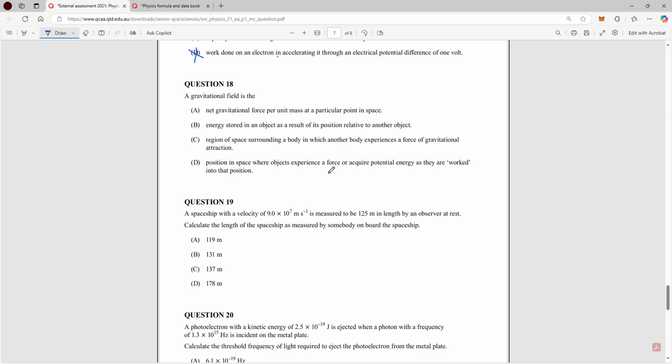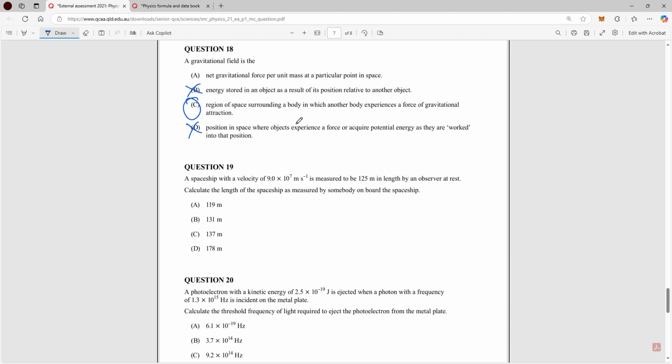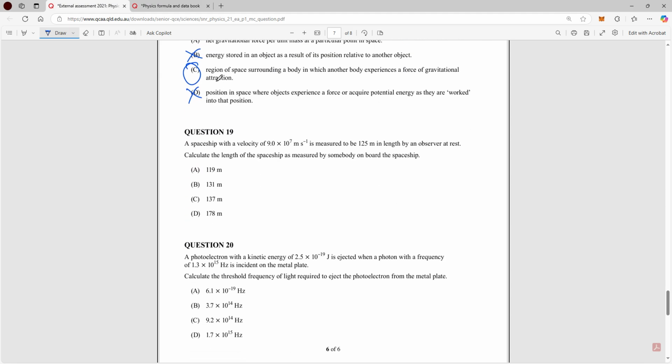Okay, so C is actually the correct answer because they say a particular region of space surrounding a body which results in another body experiencing a gravitational attraction. Okay, so the reason why this is correct is because they're mentioning mass. Now this one here is energy stored in an object relative to the position of another object. That's just rubbish. Position in space where objects experience. So here they're not saying it's around a body. It has to be surrounding a body. Bodies, mass creates gravity. Okay, because of curvature of space-time. But again, I think you learn about general relativity in this syllabus, but that's the correct answer.